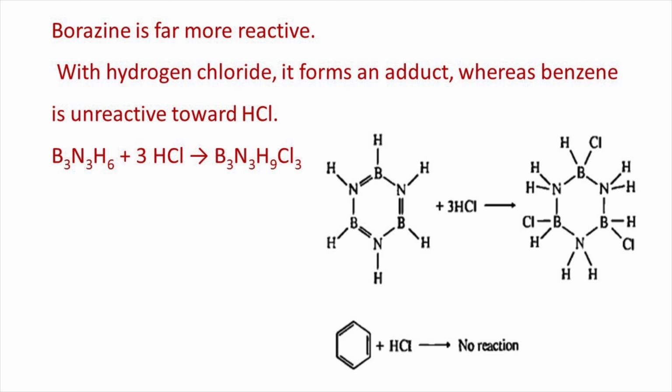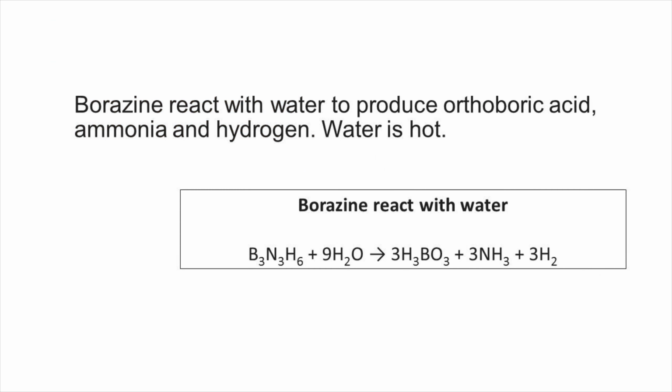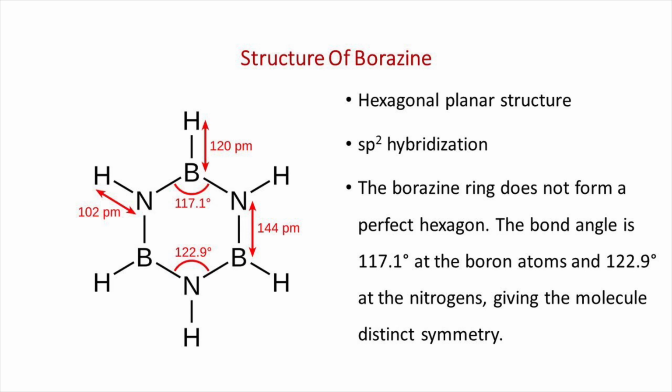Borazine is far more reactive than benzene. With hydrogen chloride, it forms an adduct, whereas benzene is unreactive towards hydrogen chloride. Benzene does not undergo this type of addition reaction. At high temperature, borazine undergoes hydrolysis and yields boric acid, ammonia and hydrogen. Next, we can discuss the structure of borazine.